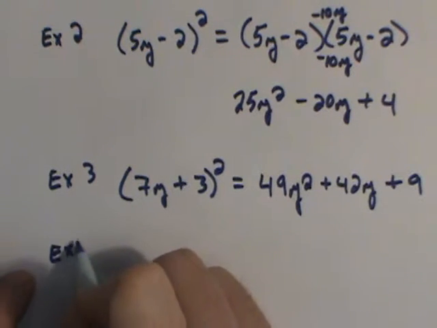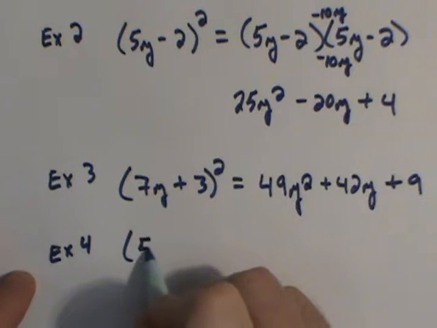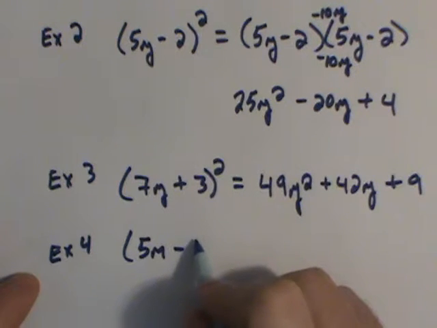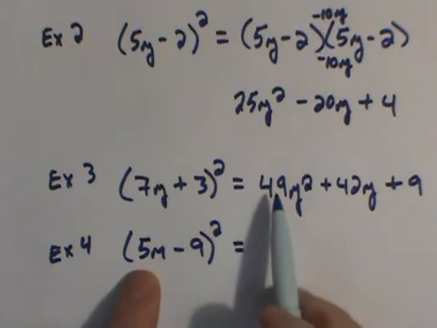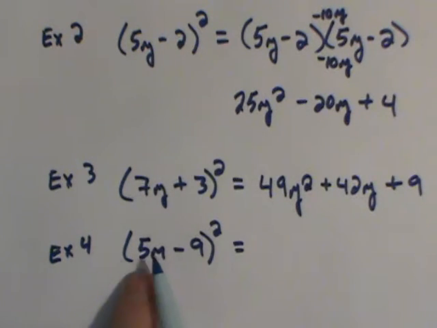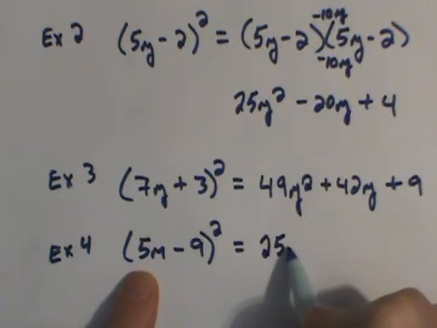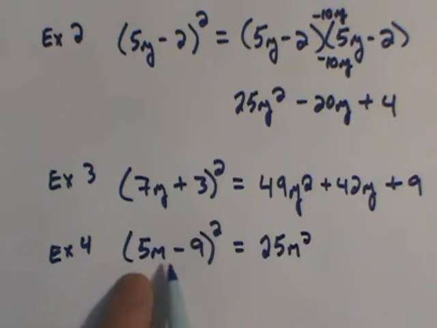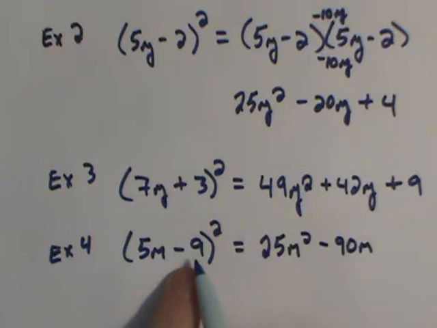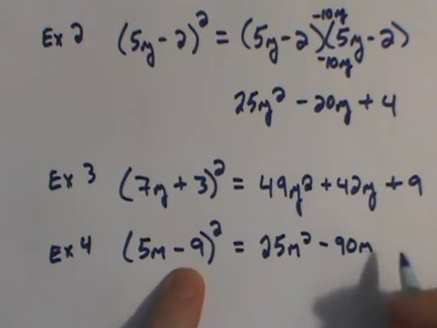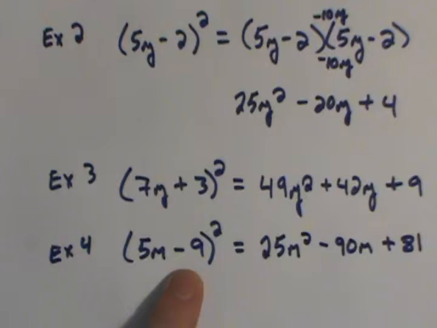Example 4. Throw a negative in there. 5m minus 9 quantity squared. So I square the first term. 5m times 5m is 25m squared. I look at this product. 5 times negative 9 is negative 45m, and I want to double it. So you owe me 45, you owe me 45, you owe me 90m. And then you square the last term. Negative 9 times negative 9 is positive 81.